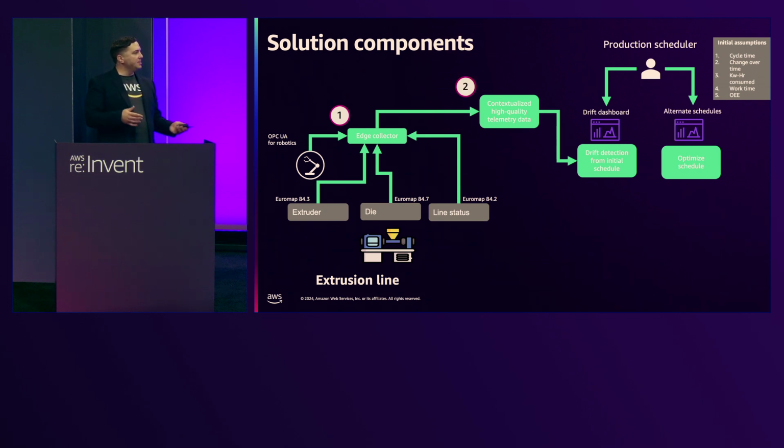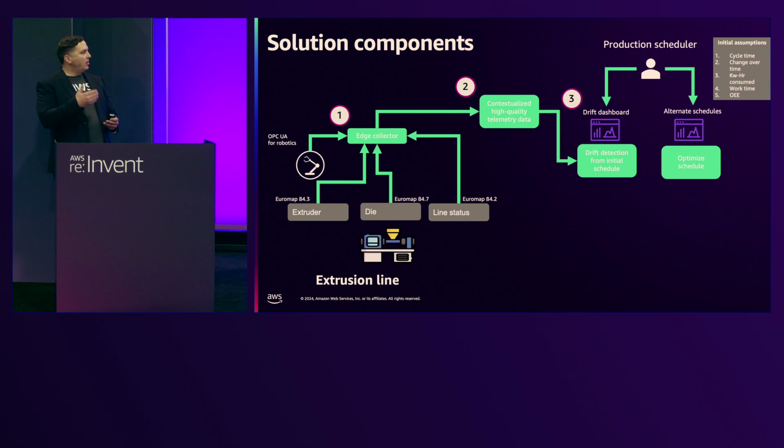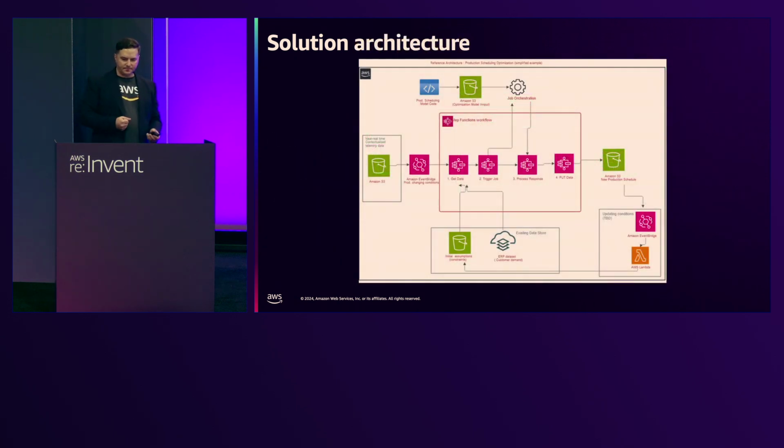From there, the optimization can actually occur where you're detecting from what was your initial schedule to generate different alternate solutions in scheduling that could be fed back to your production scheduler. So giving them the ability to think about what are those different objective functions that I want to enable, such as cycle time, changeover time, or OEE as a target that allows them to adjust operations in real time.